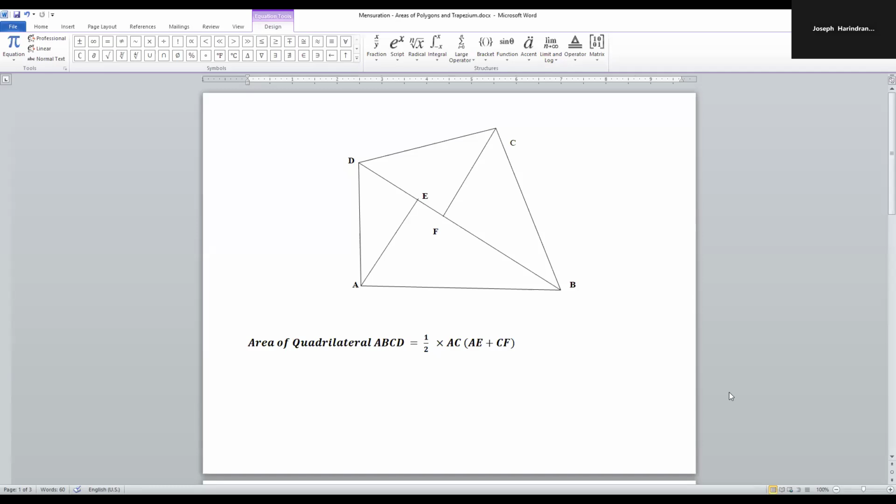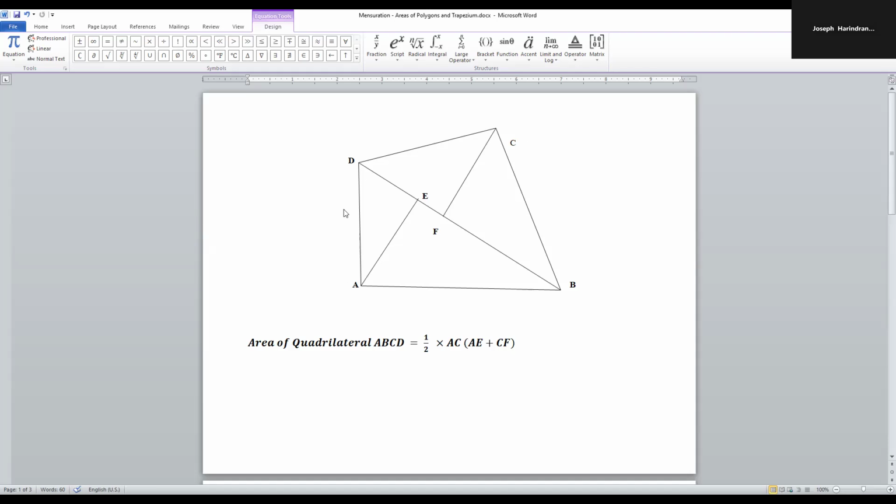This is a video for the 8th standard CBSE mathematics on the topic mensuration, part 1. In this part 1 of the video, we will show you the area of quadrilaterals, area of polygons, and trapezium. First of all, we will see what is the area of a quadrilateral, a four-sided figure.